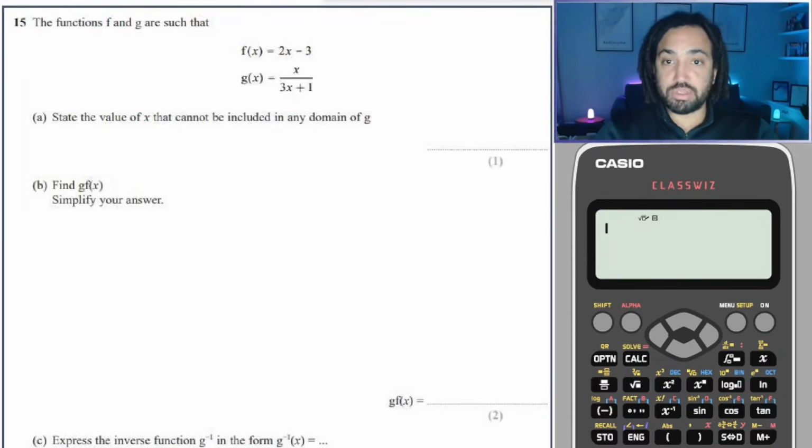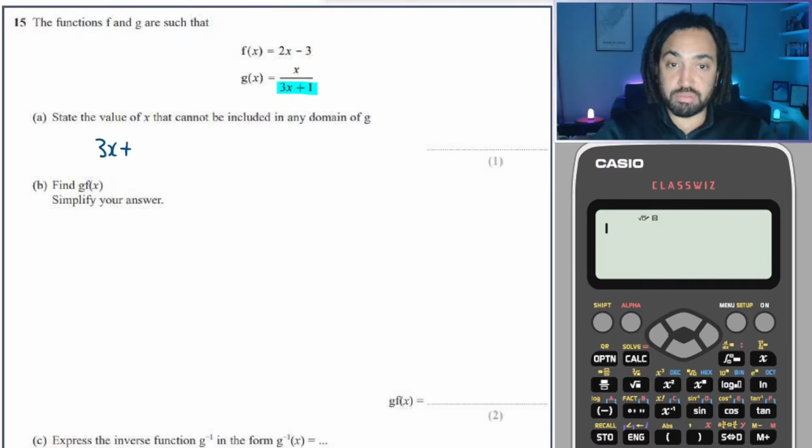Okay, next question, we've got two functions, f and g, and it says state the value of x which cannot be included in the domain of g. Well, once again, we can't divide by 0, so this denominator can't equal 0. So if we set it equal to 0 and then solve for x, we will get the value of x, which is not allowed. So minus 1 over 3.